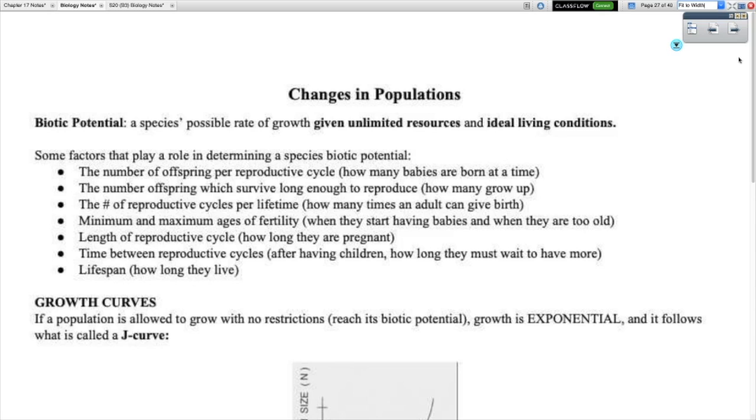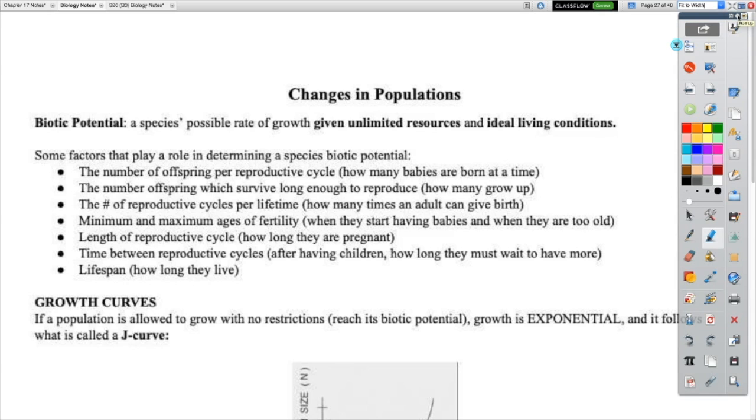Biotic potential. What is biotic potential? It's just a species' possible rate of growth given unlimited resources and ideal living conditions. So potential, right? It has the potential to grow this quickly if everything is perfect for it. Obviously, that's not very often the case, right? It's just saying if everything were perfect, how fast could this population grow?